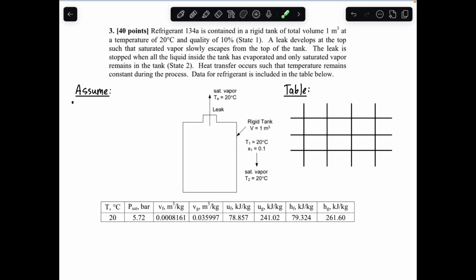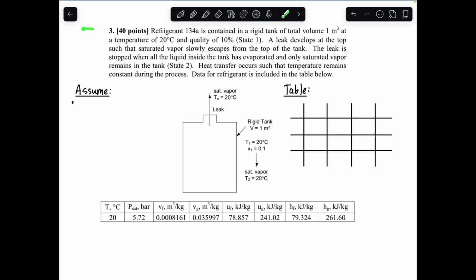Okay, now let's move on to problem 3. So problem 3 is another longer multi-part problem. And so I'll start again with just the setup with the assumptions and the system and the table and everything, and then we'll move on to the solution after that.